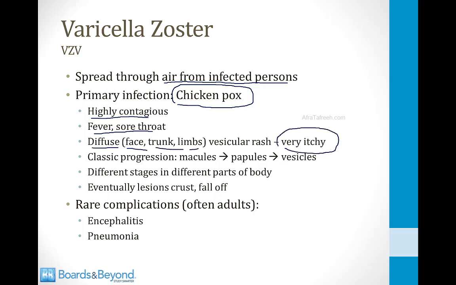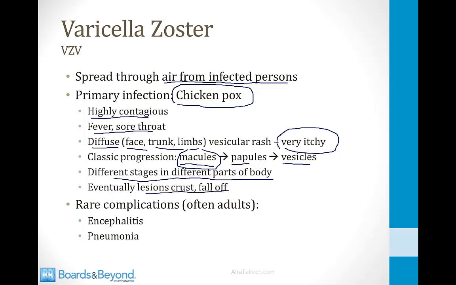This is one of the worst parts of having chickenpox: the itch. Classically, there's a progression of the lesions. They start as macules and then become papules and then mature into vesicles. One of the classic ways to describe it, especially in a board question stem, is for the lesions to be at different stages in different parts of the body. So there'll be macules in some places and papules in others and vesicles in others. Eventually the lesions crust and then fall off.